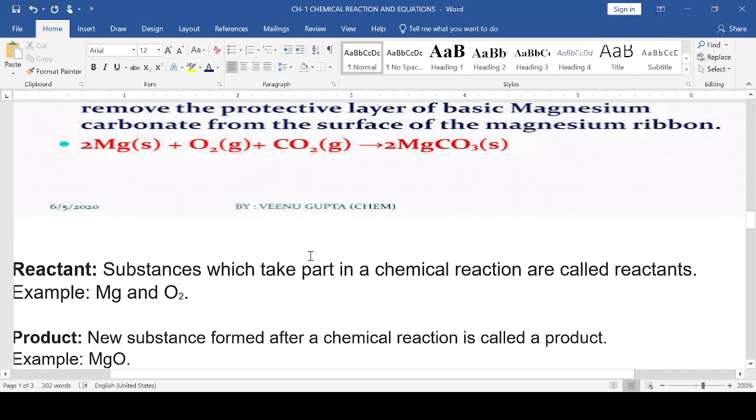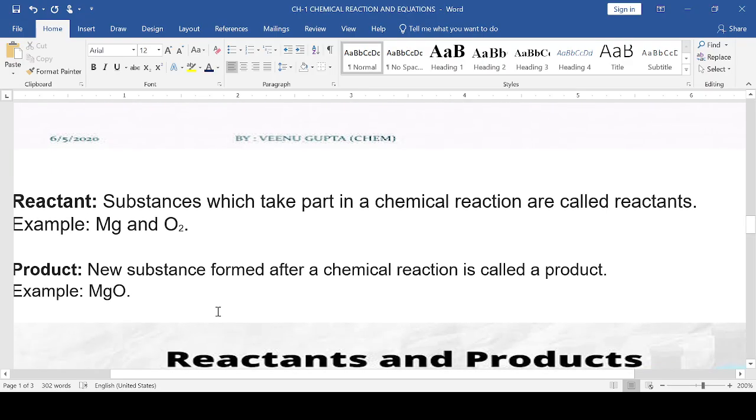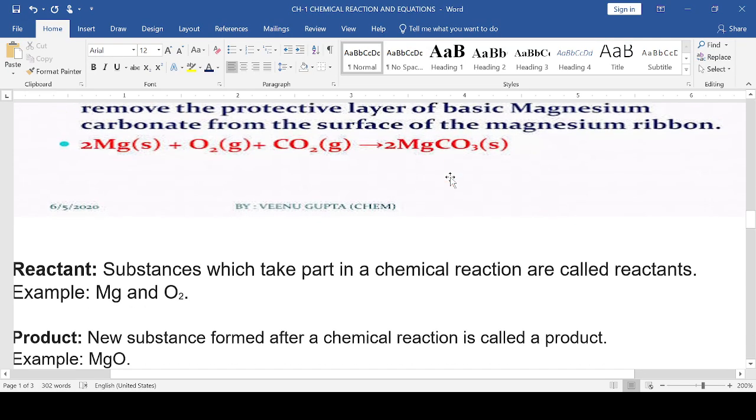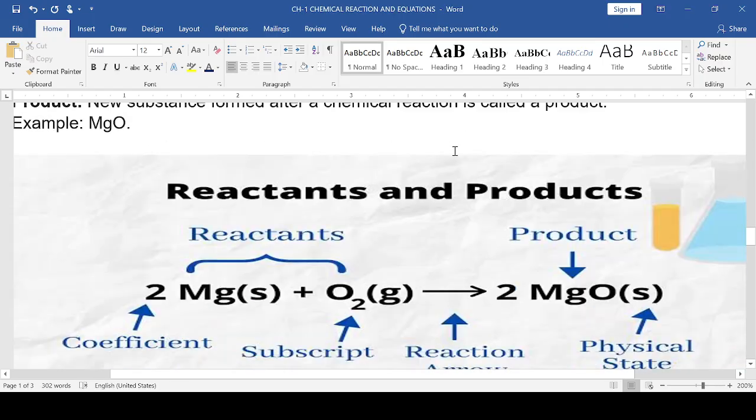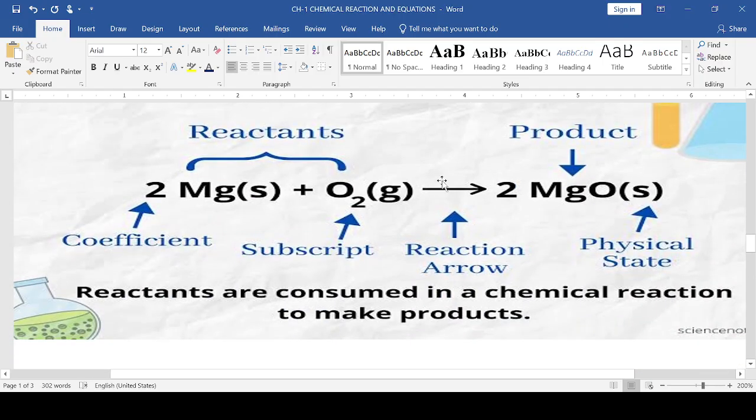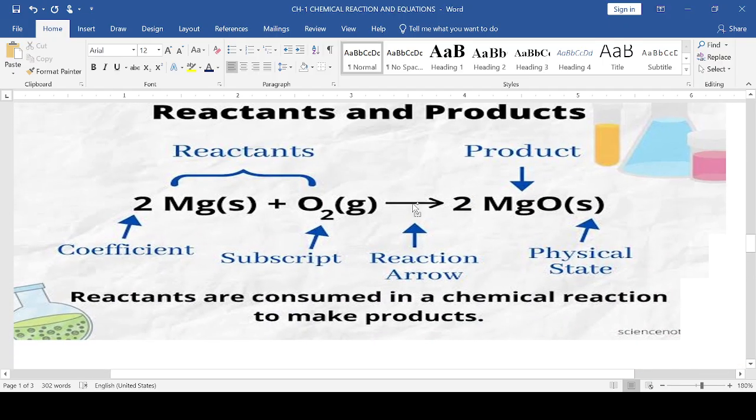The substances which take part, here magnesium and oxygen, and carbon dioxide is also taking part in the chemical reaction, so we call them reactants. MgCO3 is a new substance formed, which is called a product. So before the arrow you have reactants, after the arrow you have products.